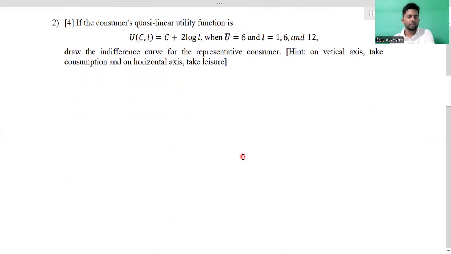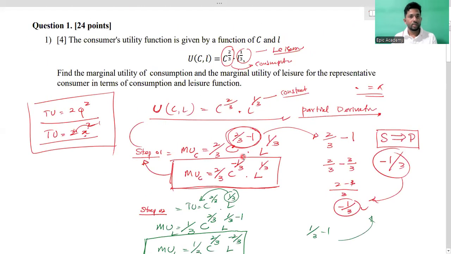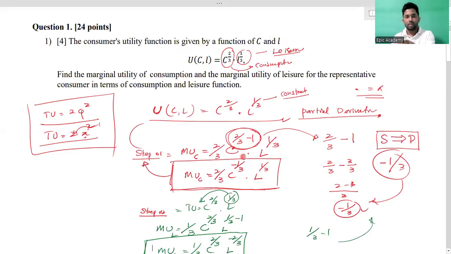Second one. Number 2. With the consumer's quasi-linear utility function. Okay, it is another thing, the quasi-linear function. Here, first of all, you identified functions. Utility function. This is a linear utility function.